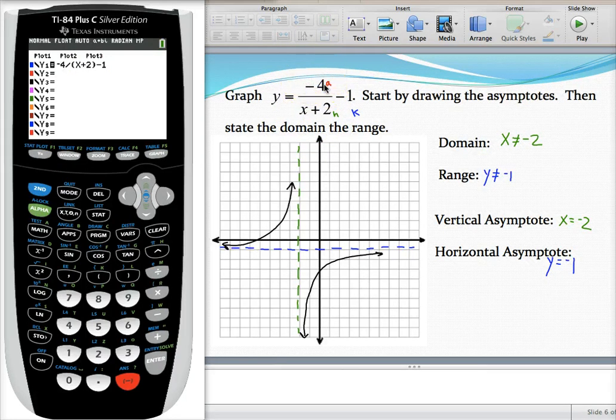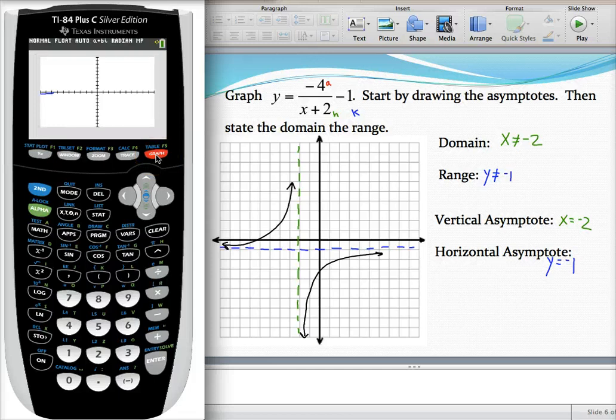But if you're ever in doubt, use parentheses. It's not going to be wrong if you use more parentheses. So let's go ahead and graph this one and notice some things about the graph. It appears very similar to what we graphed by hand.